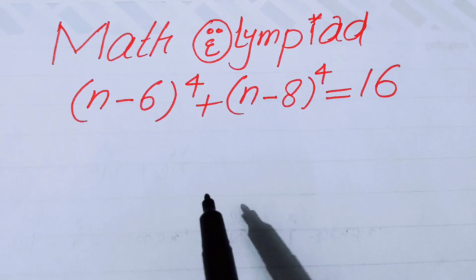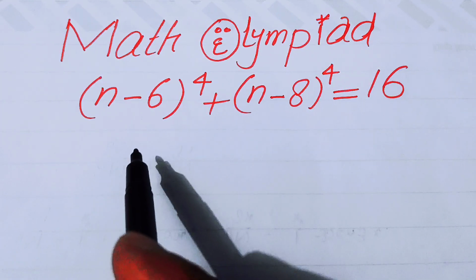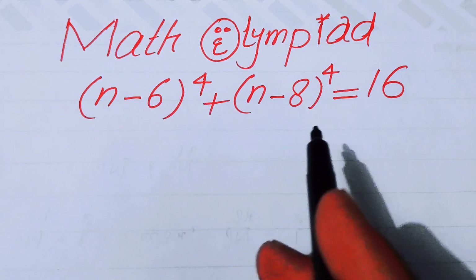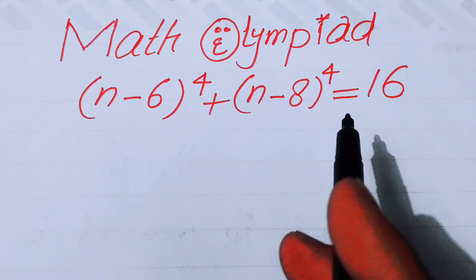In this video we are going to solve this nice algebra problem, and here we have (n − 6)^4 + (n − 8)^4 = 16, and we will solve this problem for the values of n.